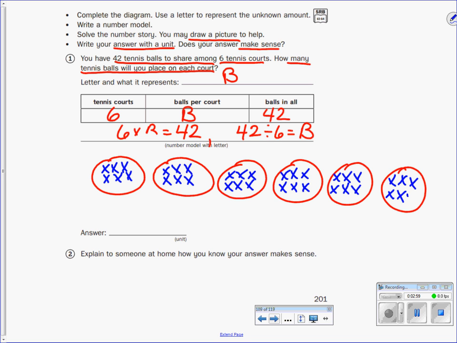And I'm almost there. And notice how neatly I arranged all of them to get the same number in each group. All right, and I have 42. I had 42 exactly, so I can count them up. 1, 2, 3, 4, 5, 6, 7. If I look at each one of those pictures, they all are the same. So I have 7 tennis balls.